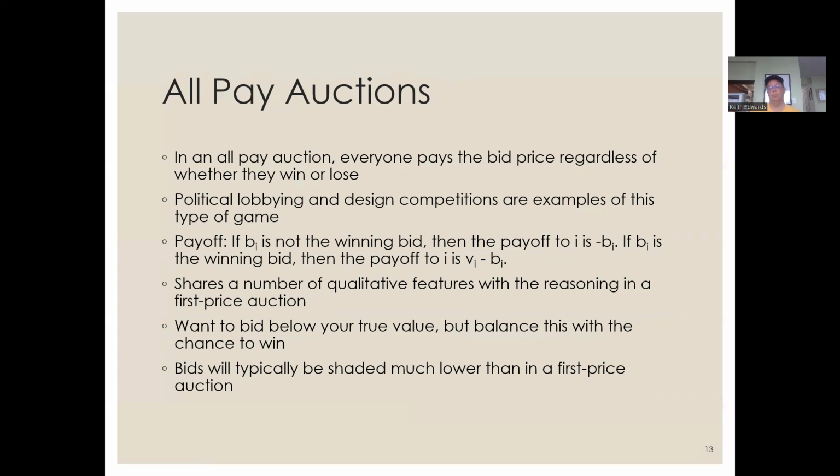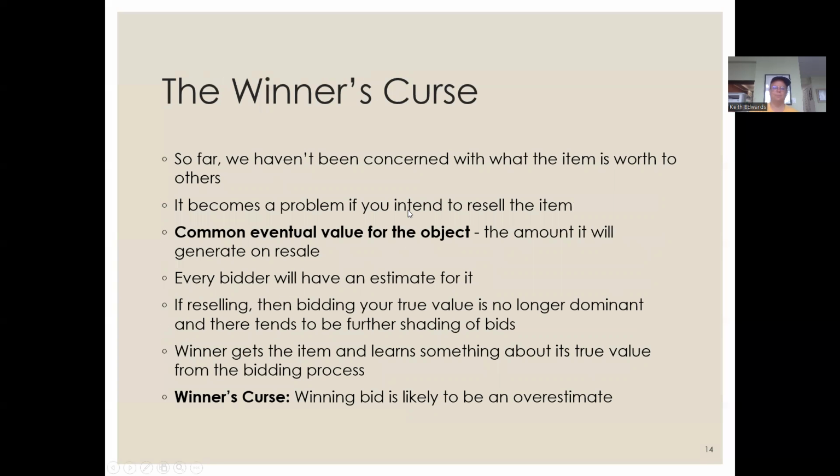Now, this shares a number of qualitative reasoning features with the first price auction. You want to bid below your true value because you want to make some type of profit, but you've got to balance that with your chance to win. So in a design competition, if you put very little effort into it, it's not going to lead you to win. Or if you offer your congressperson a notoriously low campaign contribution in order to vote a particular way, it's probably not going to work, unless they were going to vote that way regardless. Bids will typically be shaded much lower than in the first price auction for these types of all pay auctions.